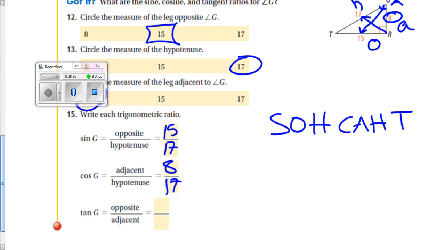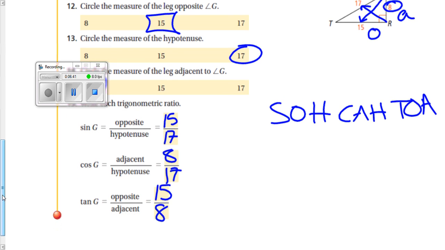And TOA, SOHCAHTOA. The tangent is the opposite, which was 15. And I'm just getting these numbers from the diagram, over the adjacent, which was 8. So those are my trig ratios, okay? And we can do stuff with this. We can find missing side lengths, and we can find missing angle measures, which we'll get to momentarily.